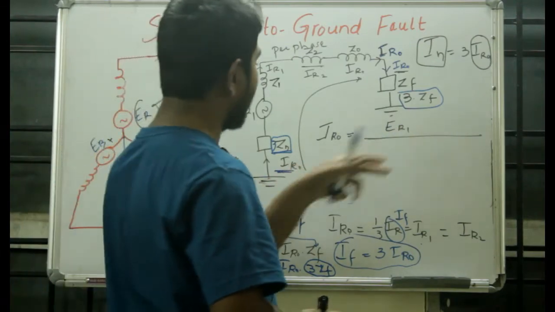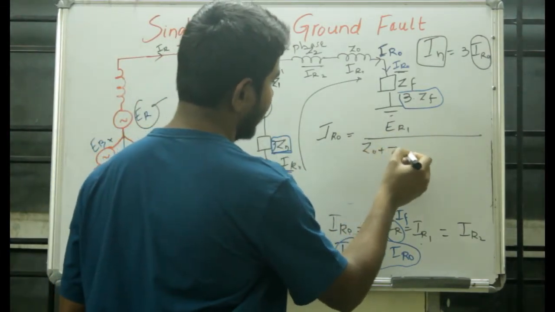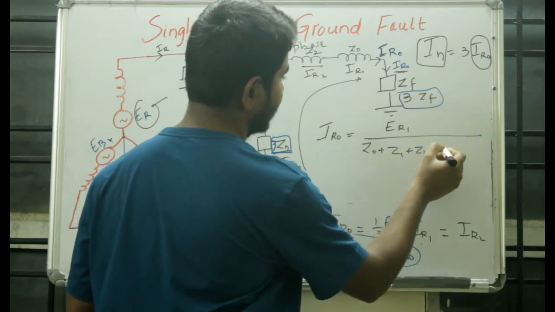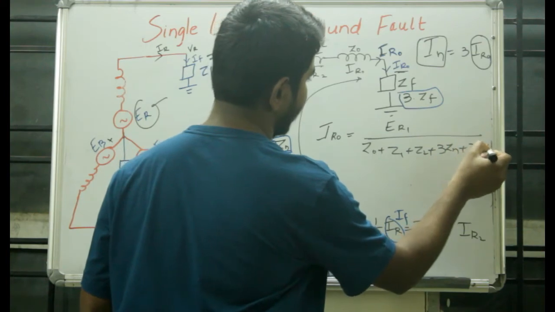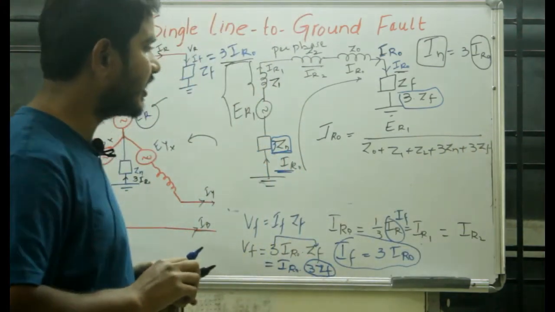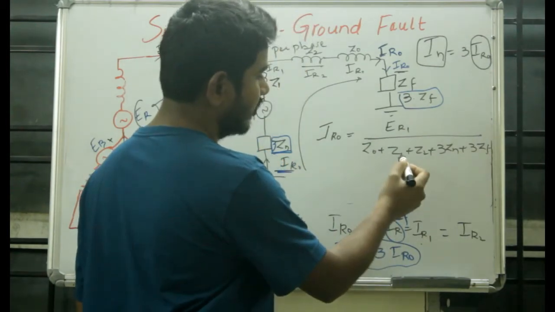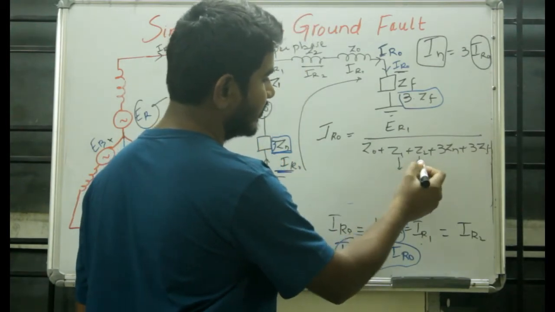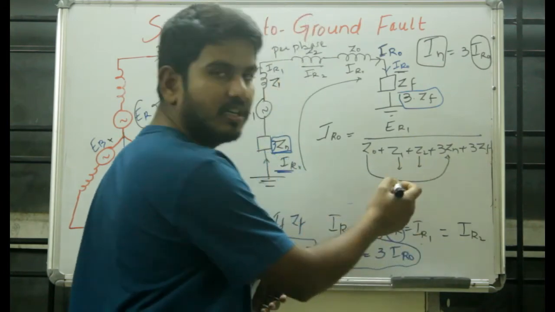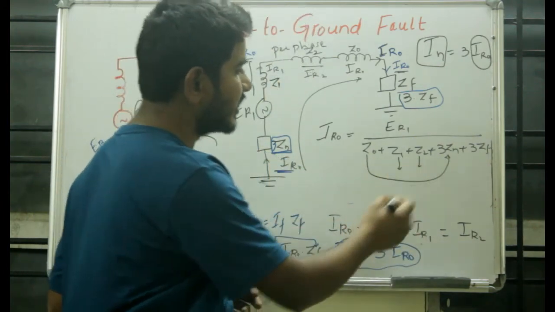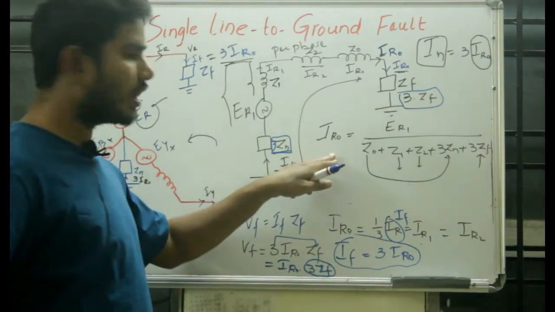So it will be ER1 upon the impedances we have: Z0 plus Z1 plus Z2 plus 3 times Zn plus 3 times Zf. So this is the equivalent sequence impedance for the positive phase sequence, this is for the negative phase sequence, and Z0 plus 3Zn is for the neutral sequence impedance, and this is your fault impedance. Okay, so this is your IR0.